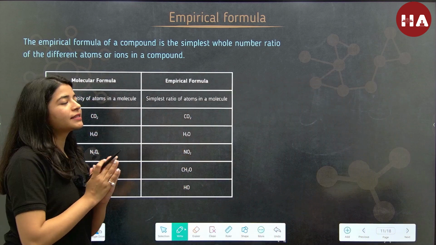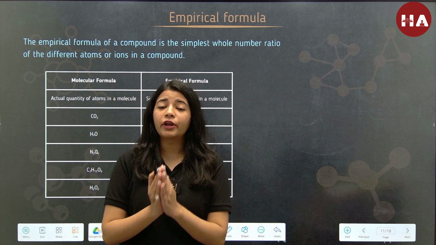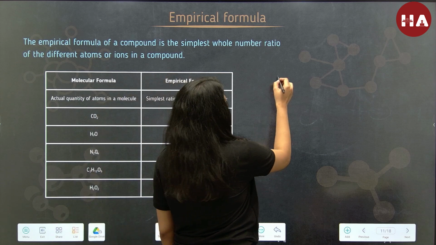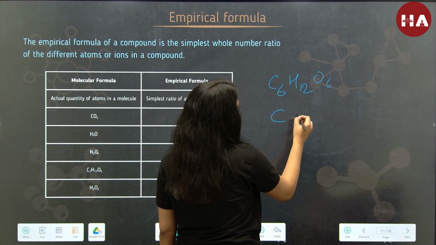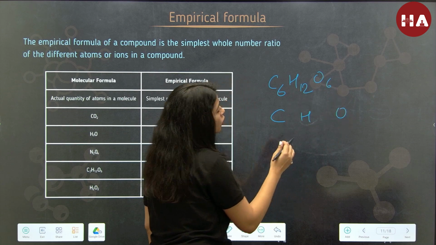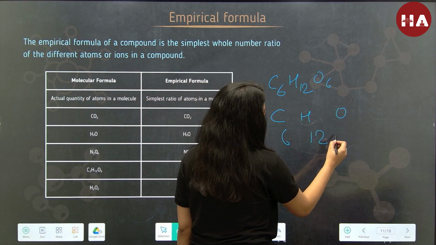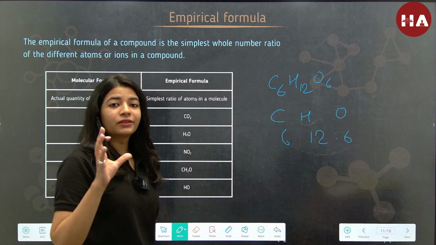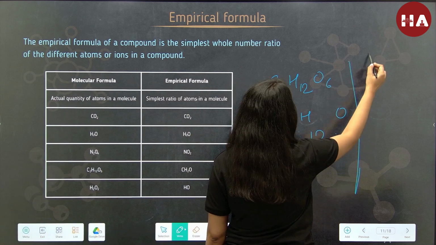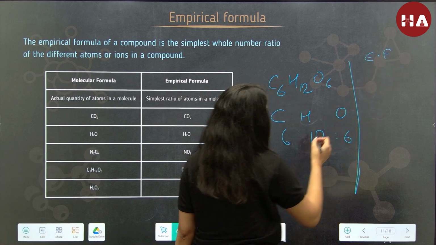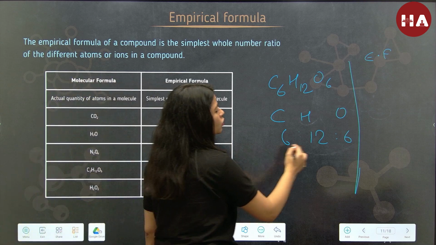Empirical formula. Now, what is empirical formula? Empirical formula is the simplest ratio of the molecular formula. For example, if you have any molecule, let's say glucose, C6H12O6. Here, you can see that carbon, hydrogen and oxygen are present in 6:12:6 ratio, right? So this is its molecular formula. If I ask you to find out the empirical formula, then what you need to do is simplify this ratio. Okay, you have to bring this ratio down to the simplest form.